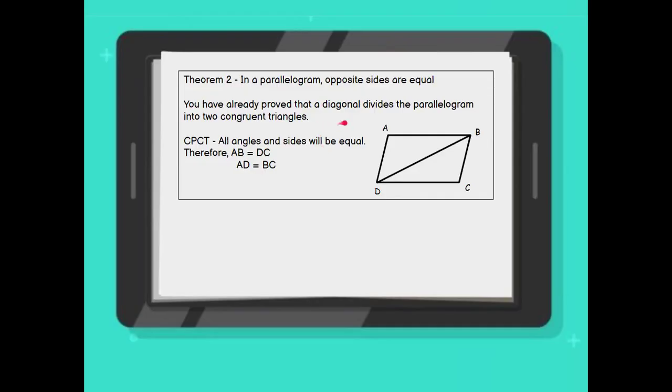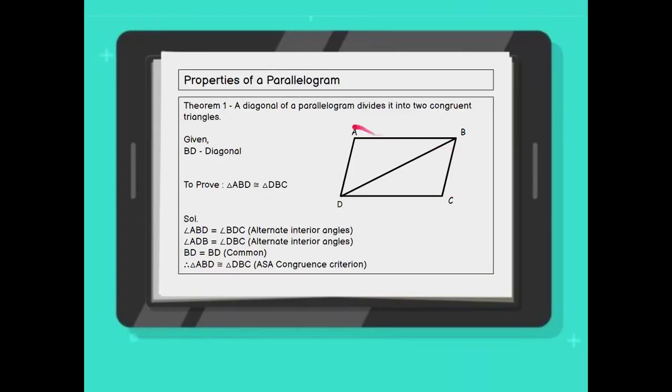Theorem 2. In a parallelogram, opposite sides are equal. Opposite sides. So we need to prove that AB is equal to CD and AD is equal to BC. So we had proved here that both the triangles are congruent. So by CPCT, or corresponding parts of congruent triangles, AB is equal to CD or DC and BC is equal to AD.